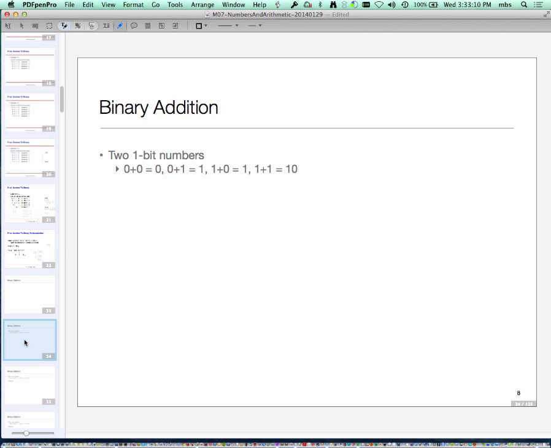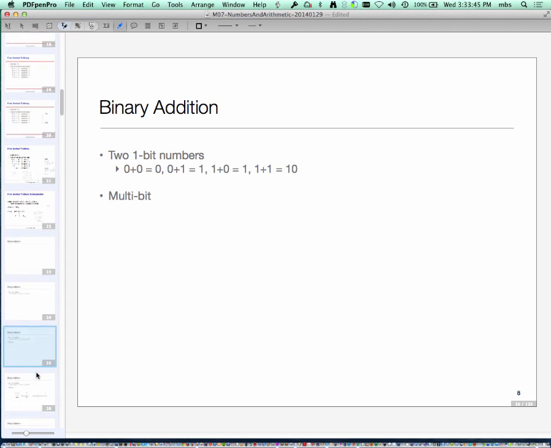So 0 plus 0 is 0, or another way of saying it, 0, 0. 0 plus 1 is 0, 1. 1 plus 0 is 0, 1 also, and 1 plus 1 is 1, 0. So anytime you add two 1-bit numbers, in general, you will get a 2-bit number. Just like when I add two 1-digit numbers, I may get a 2-digit number, right? 9 plus 9 is 18, so I need an extra digit. Carry. So that's the 1-bit case.